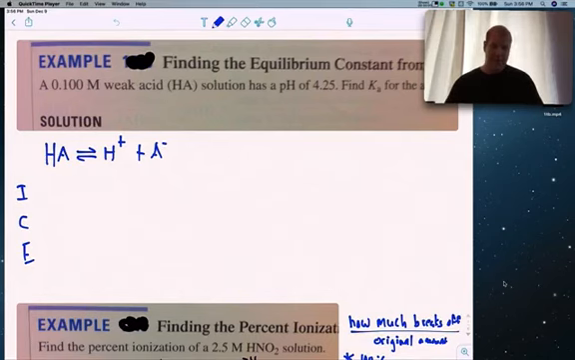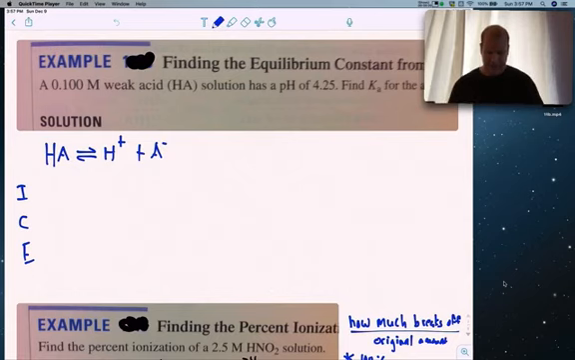Okay, well, continuing on talking about acids and bases. So we're going to look at a couple different types of problems. Hopefully, watching me, you will learn some tools and some of the ways to attack these problems. So here, we get the equilibrium constant from the pH. We have a 0.1 molar weak acid, and we find a solution has a pH of 4.25. What is the Ka for the acid?